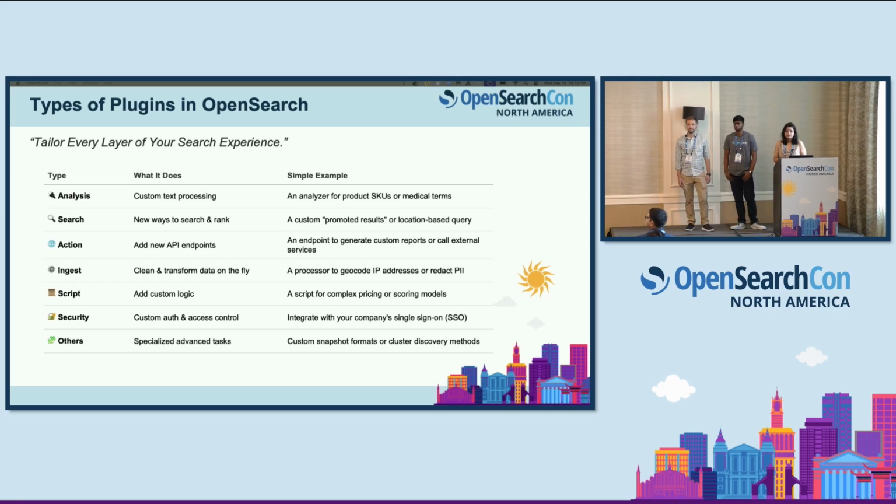Now, let's look at the types of plugins available in OpenSearch. The OpenSearch plugin system is incredibly rich. It allows you to tailor every layer of the search experience with the right plugin. As you can see, there's a plugin available for almost any task. You want custom text processing? That's an analysis plugin. You need new ways to search or rank results? That's a search plugin. You want to add a new API endpoint? That's an action plugin, which Craig will dive deep into later. You want to transform your data, like masking personally identifiable information? That's an ingest plugin. There are script plugins available to add custom logic, and even more for advanced tasks. These tables give you an idea of the scope and some simple examples.